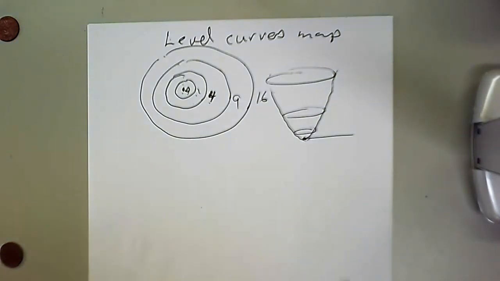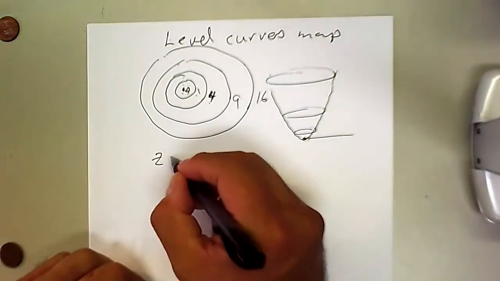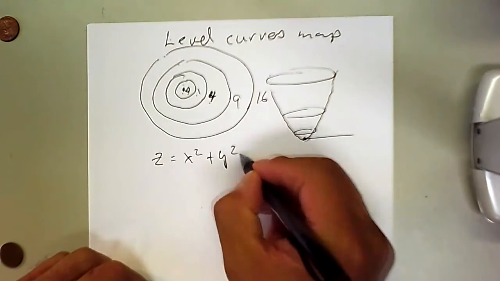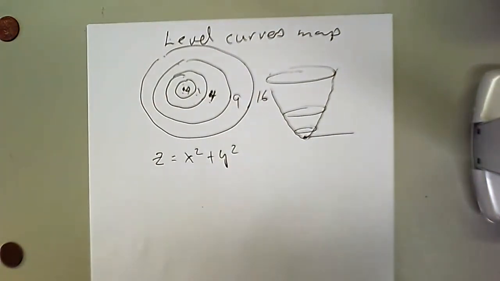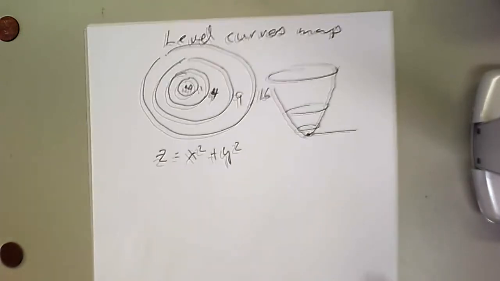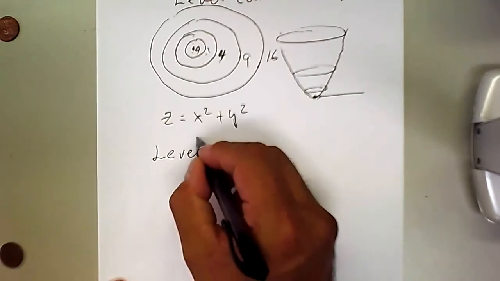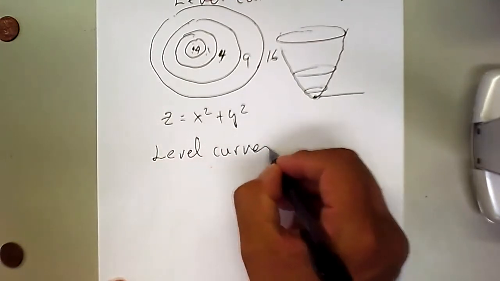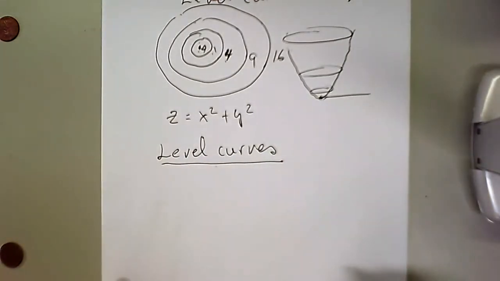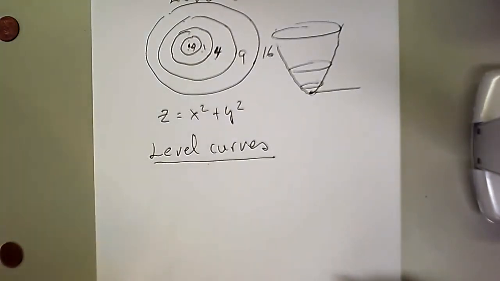So we're still in the same example. This is z equals x squared plus y squared. And what I'm trying to do is show how the level curves look. So let me talk a little more about level curves. Let's make this an example in its own right. Example 7.